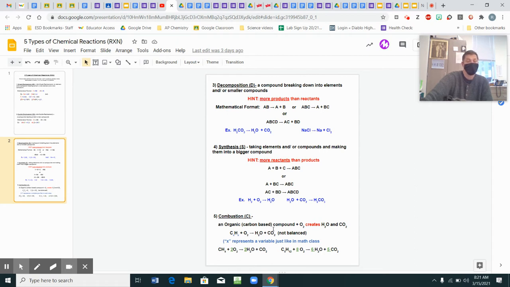And then the combustion. This, believe it or not, is the toughest one for students to get. You're always going to have an organic compound, a carbon hydrogen-based compound. That must be present. And you're always going to have oxygen present. It's going to say something like combusts or burns. It may not tell you oxygen is present, but what's required for anything to burn?